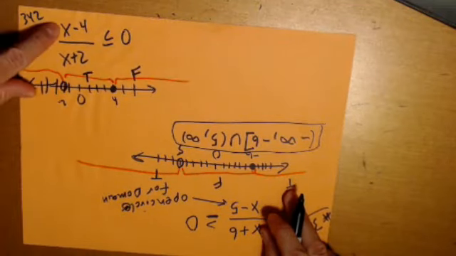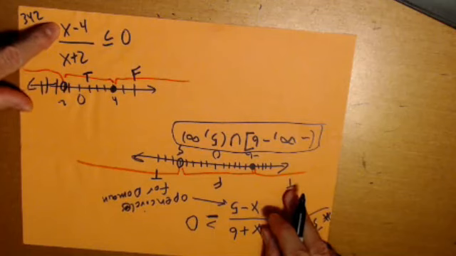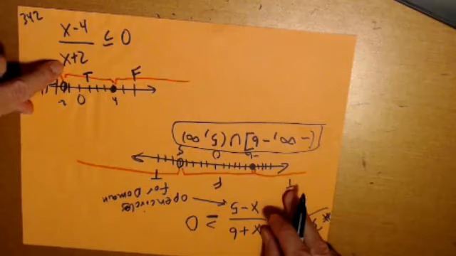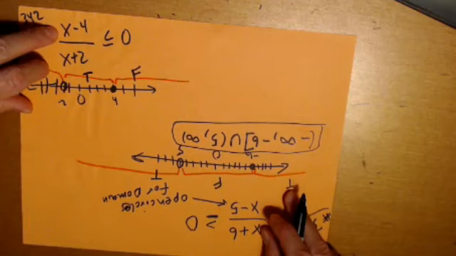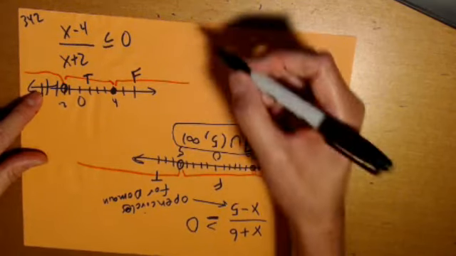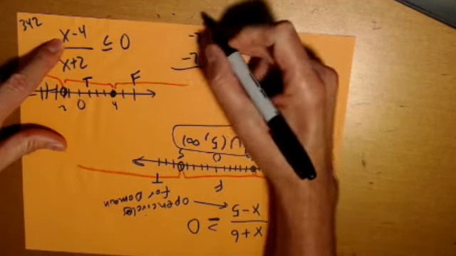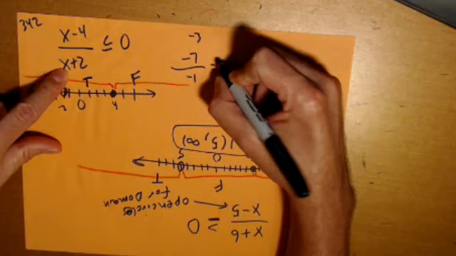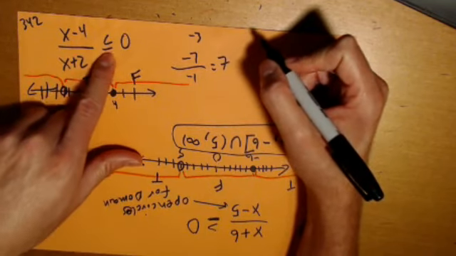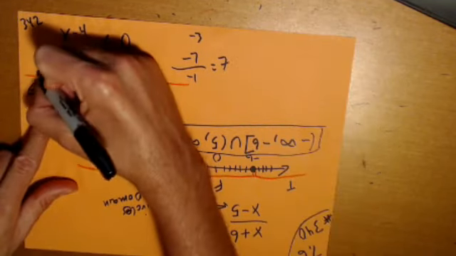Let's try a negative number like -3. So -3 minus 4 is -7. And -3 plus 2 is -1. -7 over -1, that's positive. And I need to write it down. I plugged in -3. So up top, that would be -7. If I plug in -3 on the bottom, that's -1, which gives 7. Is 7 less than 0? No, false.